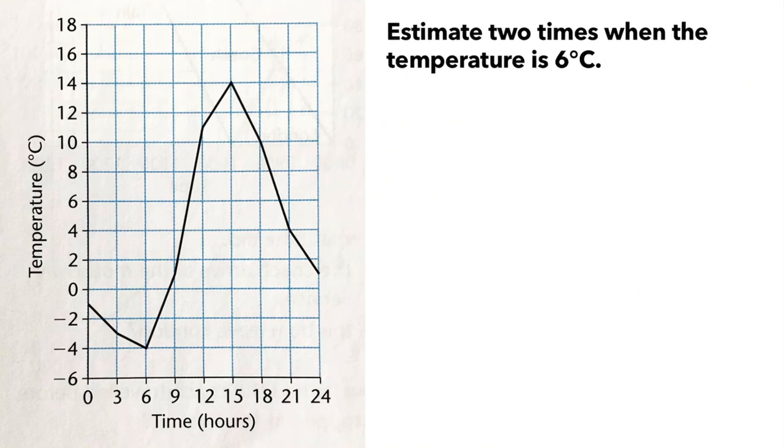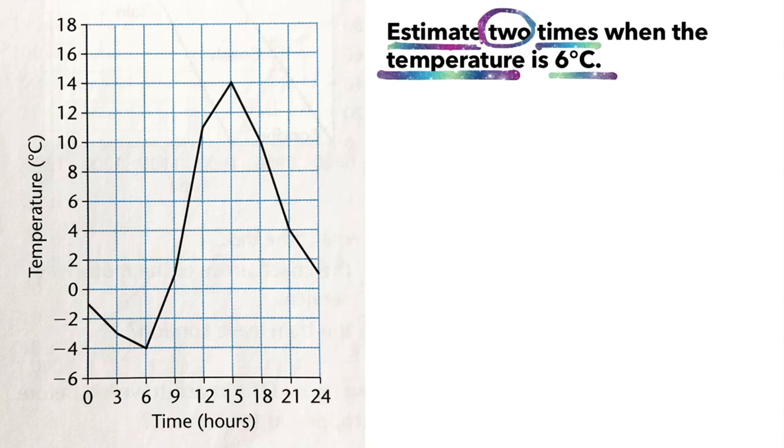And the last question we'll look at together. Estimate 2 times when the temperature is 6 degrees Celsius. Key words in the question. Estimate. It means try to be as accurate as possible. Okay, but it is likely that it will be quite difficult to be spot on. So we'll try our best. 2 times, that's a key, when the temperature is 6 degrees Celsius.